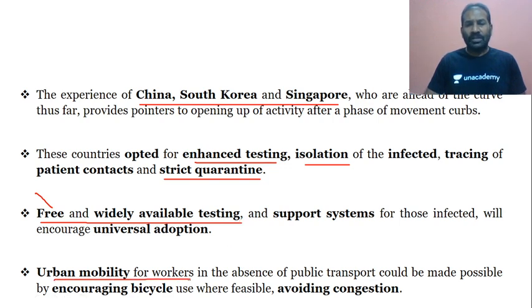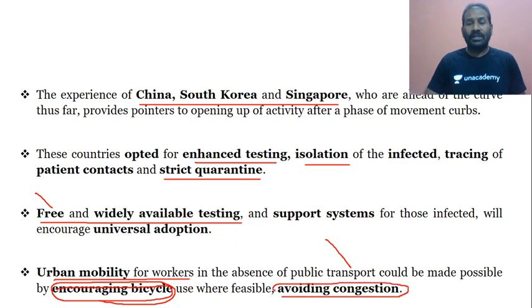Urban mobility of workers is very important, because in the absence of transport, one of the measures is to encourage bicycles. This is very important again when you're writing an answer in the mains. So this keyword is very important: encouraging bicycles, so that congestion is avoided.